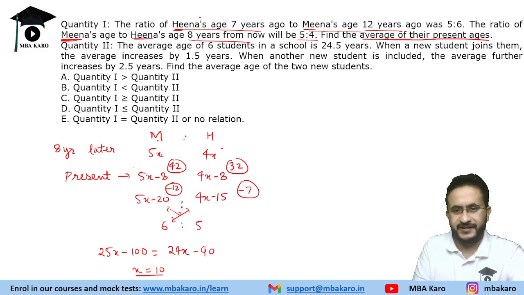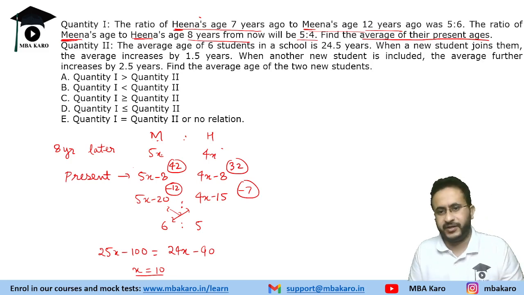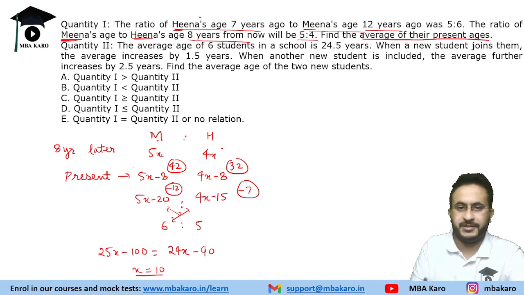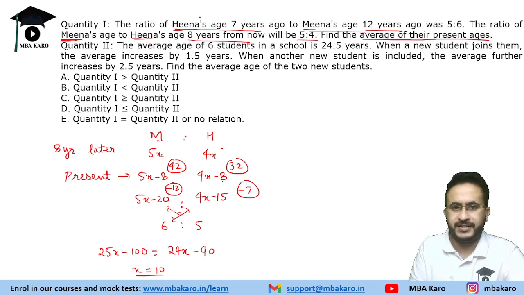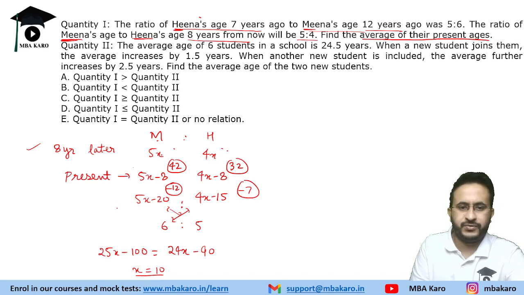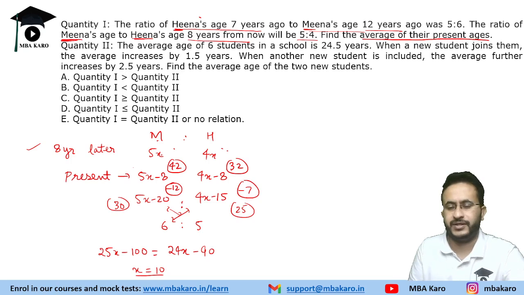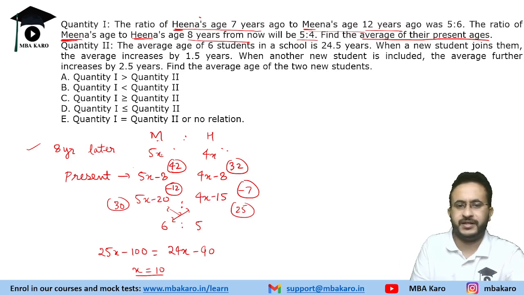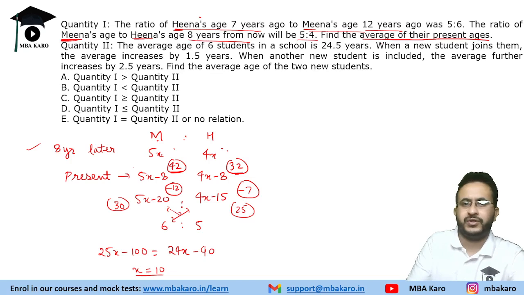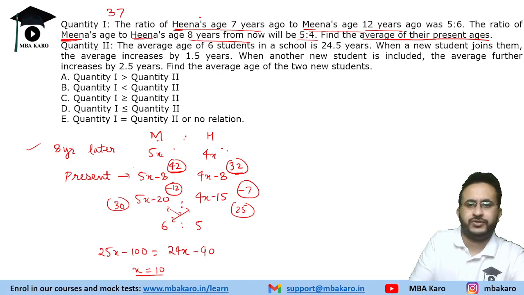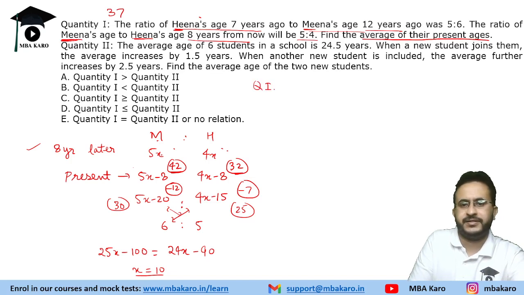Okay, you want to verify the numbers? While practicing, you can verify the answers, but not in the examination. So 42, 32, does it make sense? 8 years later, 5 ratio 4, that is fine. 12 years ago, that is 30, and 7 years ago, 25, right? So 6 ratio 5. So that is fitting, right? So the numbers are correct, 42 and 32. So the average is 37. So quantity 1 is 37.